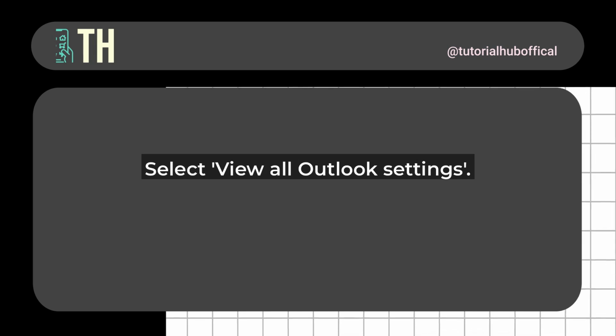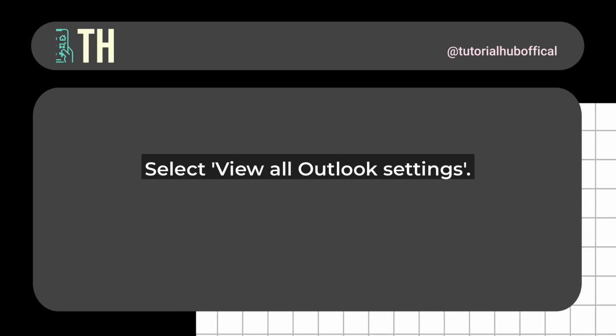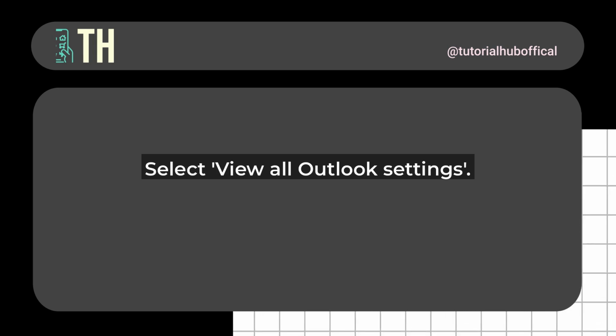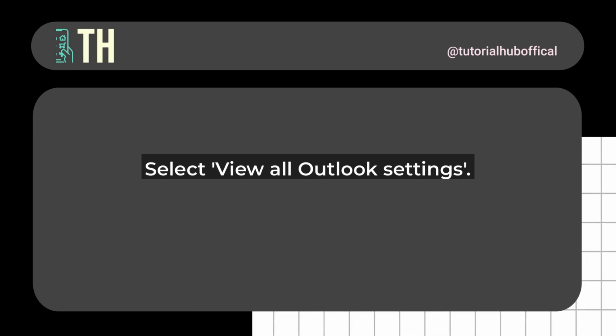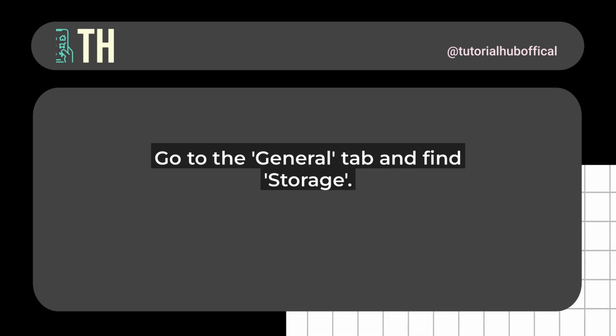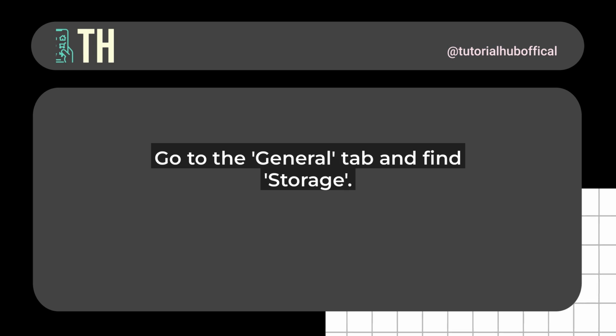Next, in the settings drop-down, select View All Outlook Settings at the bottom. This will take you to a more detailed menu. Now, navigate to the General tab on the left side, and then look for Storage or Account Info. Depending on the 2025 updates, it might be labeled slightly differently, but it's usually under the General settings.